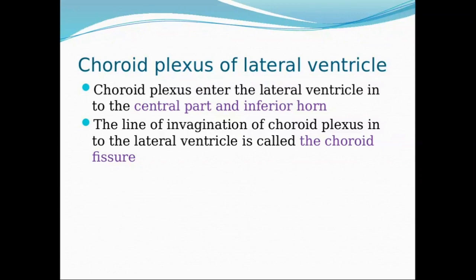Now we will see the choroid plexus of lateral ventricle. This choroid plexus enters the lateral ventricle through the central part and the inferior horn. The route through which it invaginates into the lateral ventricle is called the choroid fissure.